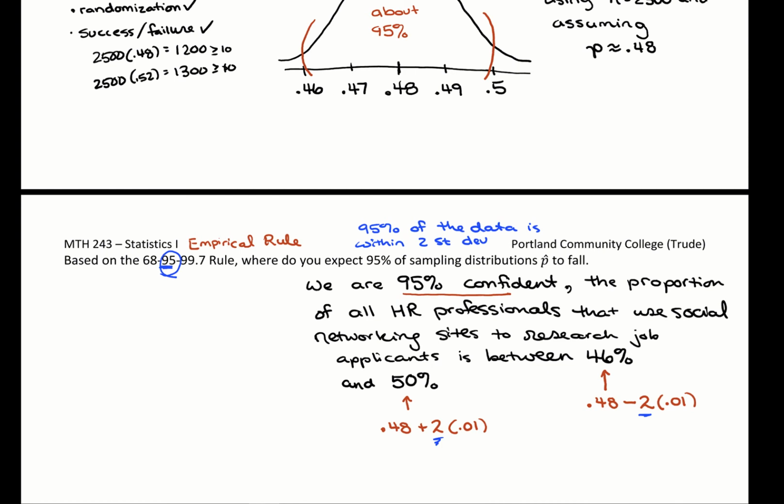So that's where the level of confidence comes from. It comes from the distance that we go above and below. So the fact that starting at 0.48, we went 2 above, 2 below. If I went 1 above, 1 below, if I just used 1 standard error above, 1 standard error below, then we'd be talking about 68% confidence. Or if I went 3 standard errors above and below, then I could be talking about 99.7% confidence coming from the other values in the empirical rule. So that's where our confidence comes from.